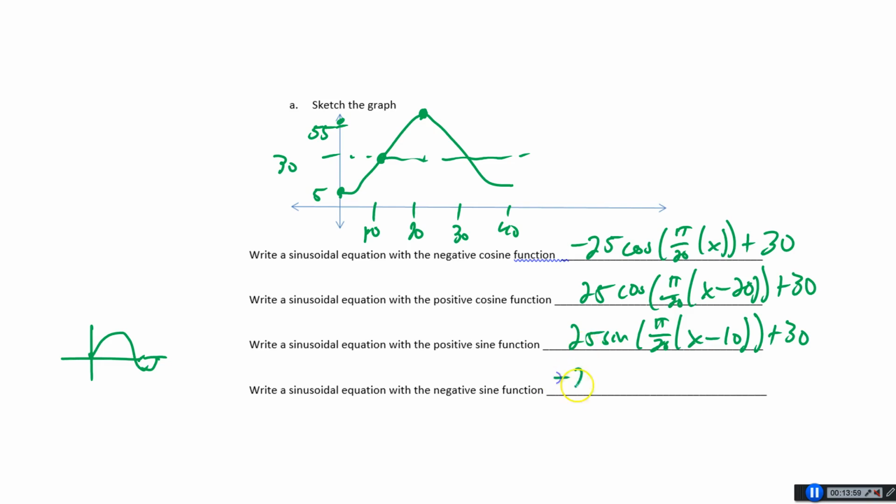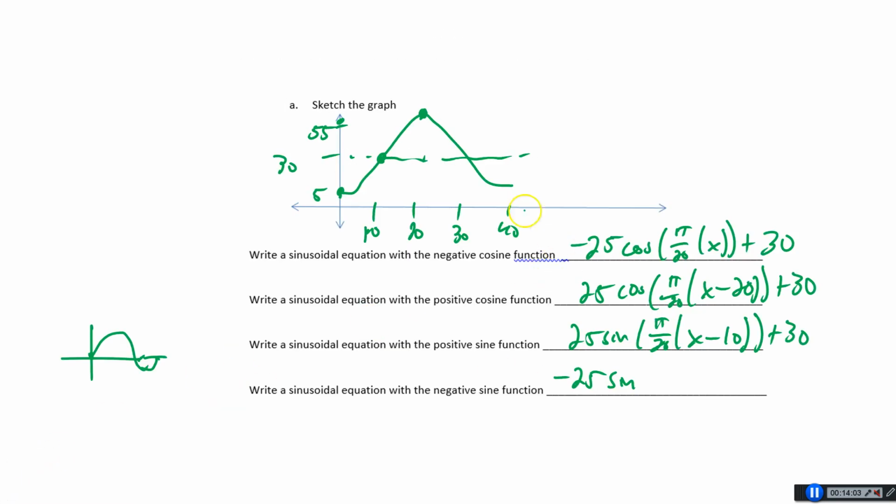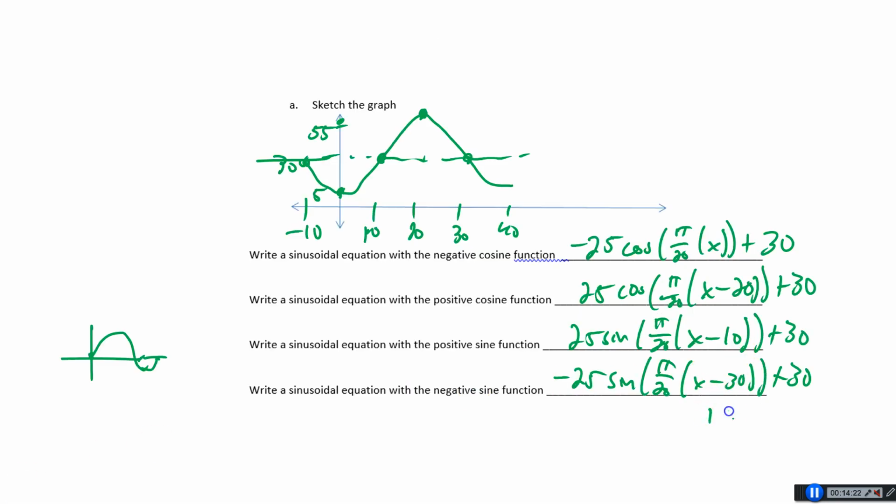Negative sine function, so negative 25 sine. So let's see where negative sine would start. Negative sine would have to start at a midline going down. So it looks like that would be a shift of 30. So pi over 20 times x minus 30 plus 30. Now at that point, you could go backwards, right? You could say, well, negative sine could happen at negative 10. Right? So this would be the same as shifting by positive 10, right?